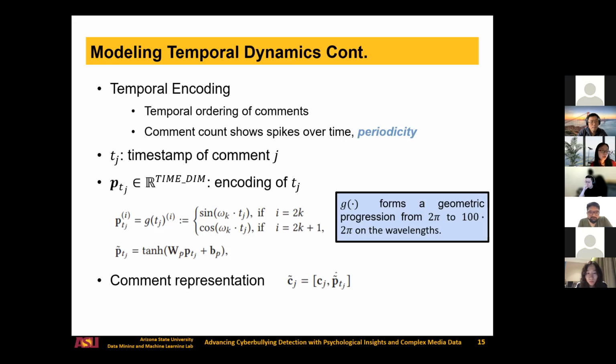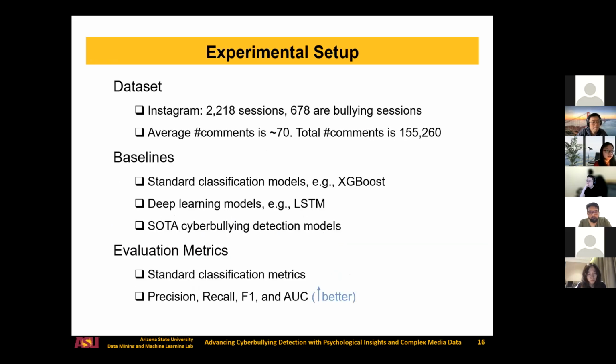And then the comment representation is the concatenation of the content representation, Cj here, and the temporal representation, P here. So basically the comment representation consists of both the textual information as well as this temporal information.